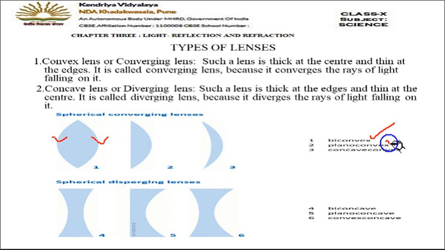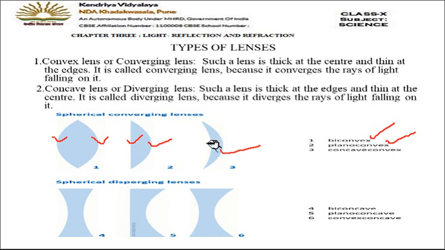plano-convex. Why is it written plano-convex? Because one side is convex and one side is plane. So it is written plano-convex. Then the third type you can see here. This is written concave convex. Why is it written concave convex?